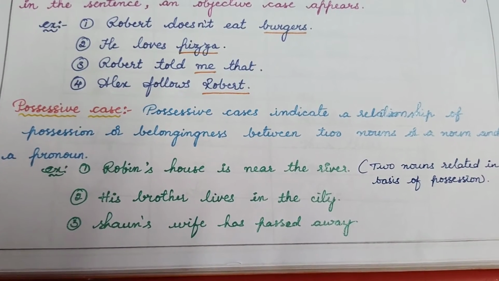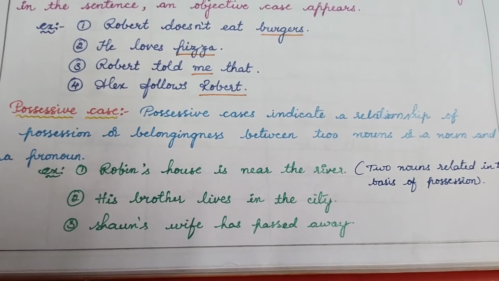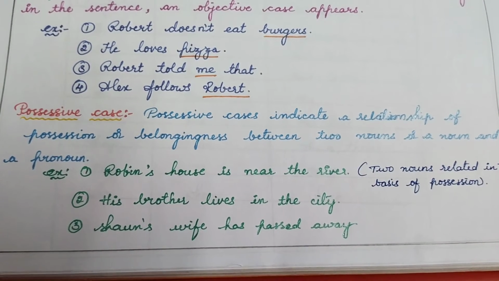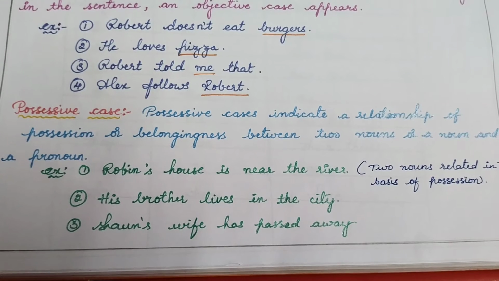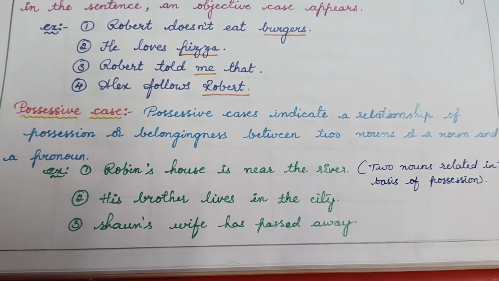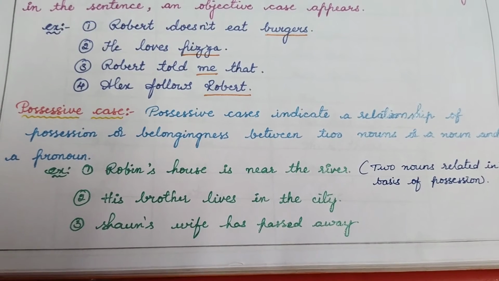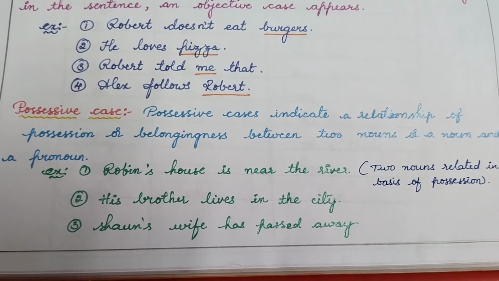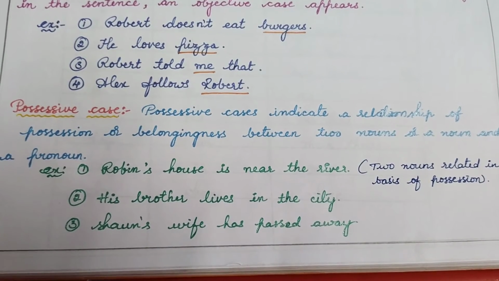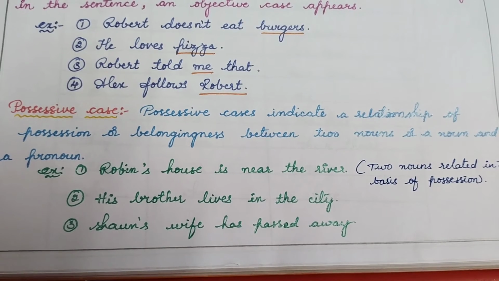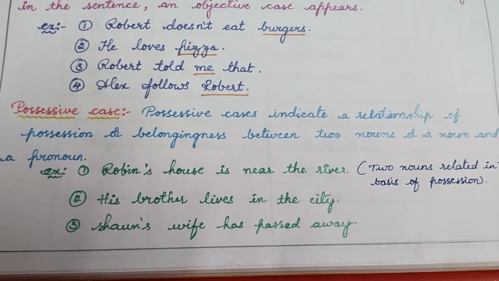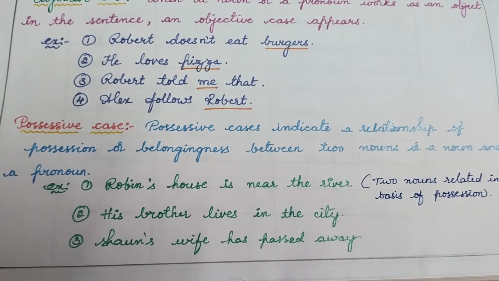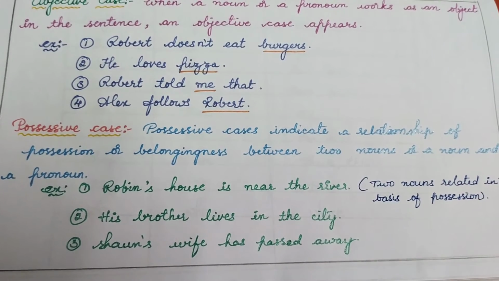In the first example, I've given the note that two nouns relate on the basis of possession. So here river and Robin, brother and city, Sean and his wife, we are relating a relationship between two nouns or a pronoun and a noun. So the definition goes like this: possessive case indicates a relationship of possession or belongingness between two nouns or a noun and a pronoun. Is that clear? So these are the three cases in modern English, that is subjective case, objective case and possessive case.